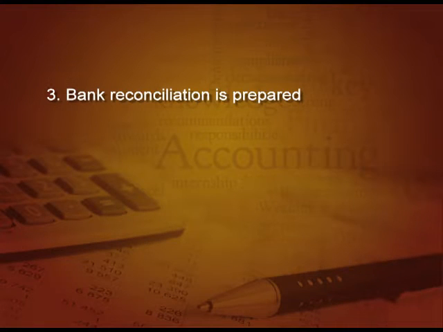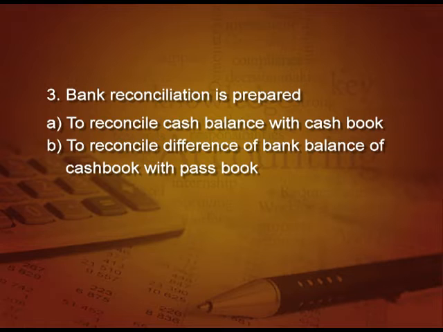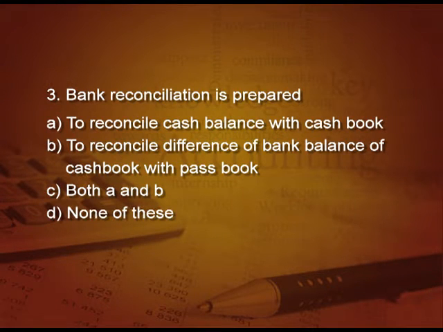Let us see the next one. Bank reconciliation is prepared, A, to reconcile the cash balance with the cash book. B, to reconcile the difference of bank balance of cash book with the passbook. C option is both A and B, and D is none of these. Yes, the right option is B, to reconcile the difference of bank balance of cash book with the passbook.